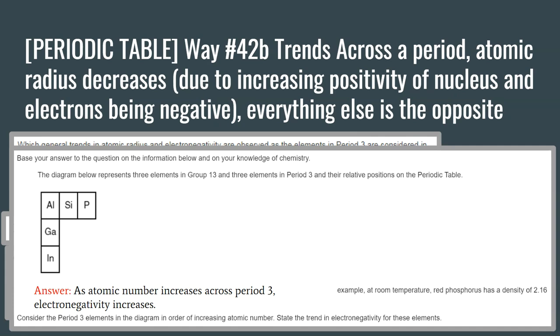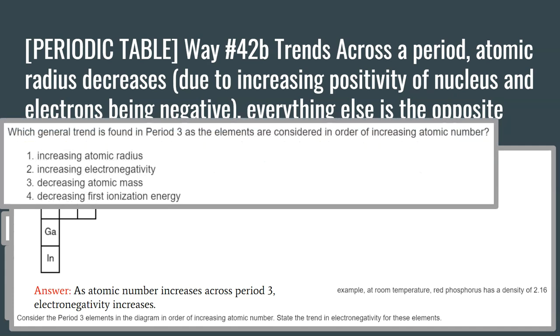react with other atoms. Which general trend is found in period 3 as the elements are considered in order of increasing atomic number? The only answer that's correct is that the electronegativity increases. All the others are false. Therefore, the answer choice is 2.